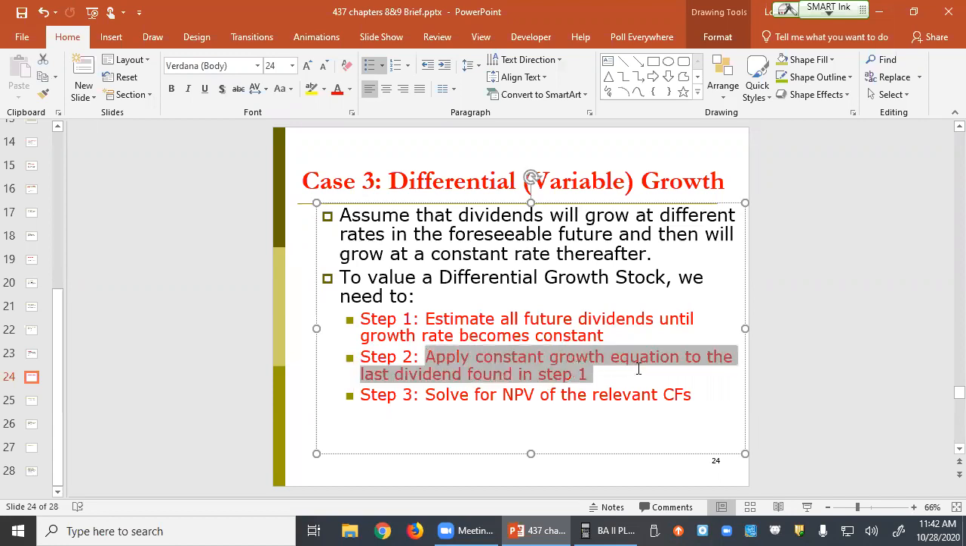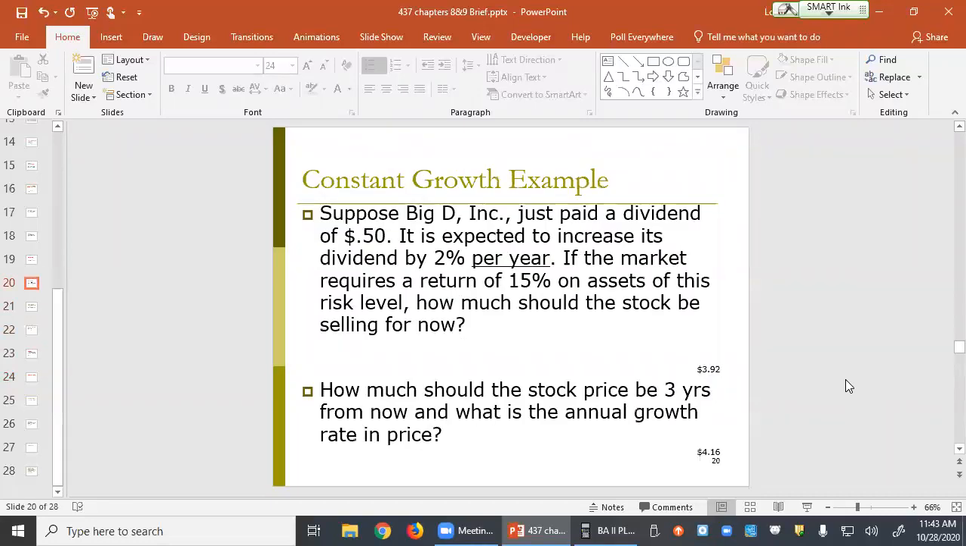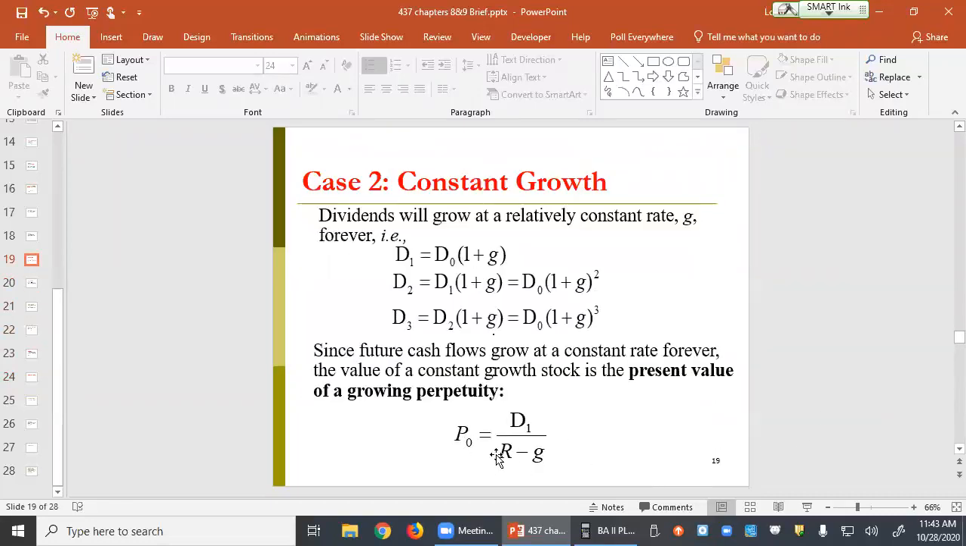So apply the constant growth equation to the last dividend found in step 1. And what is the constant growth equation? That is this equation that we use for the second model. That is this one. Okay, this is the constant growth equation from the constant growth model.